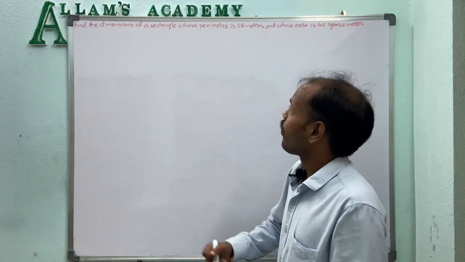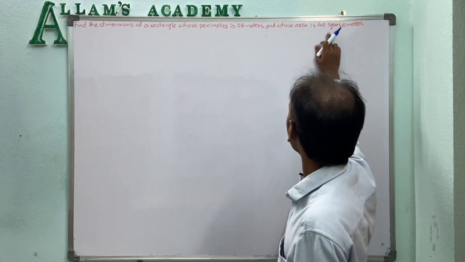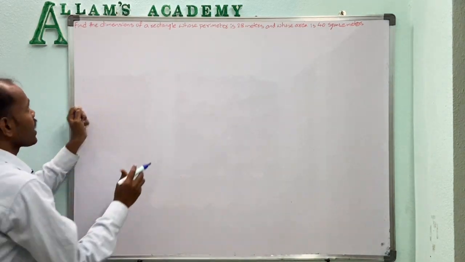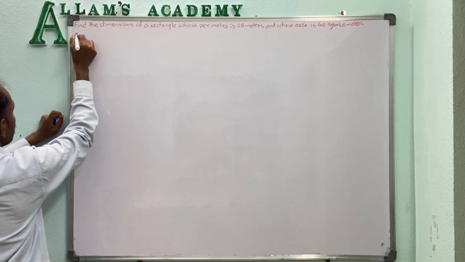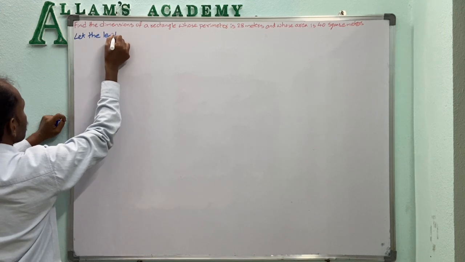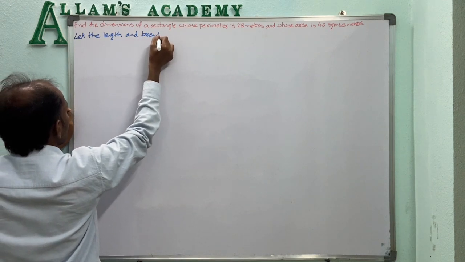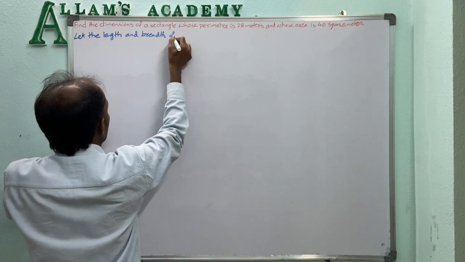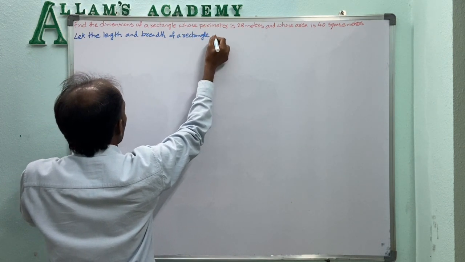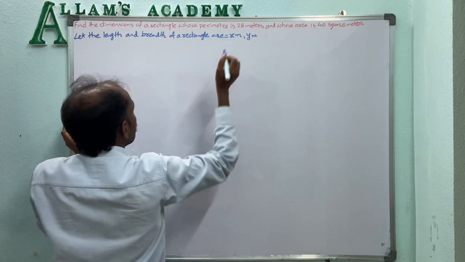The given problem: find the dimensions of a rectangle whose perimeter is 28 meters and whose area is 40 square meters. So we want to find the dimensions of the rectangle, that are nothing but length and breadth. So let the length and breadth of the rectangle be x meters and y meters.